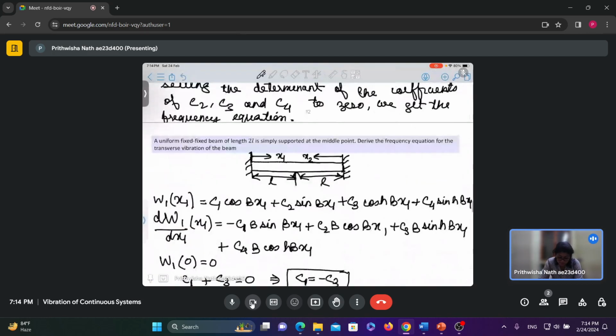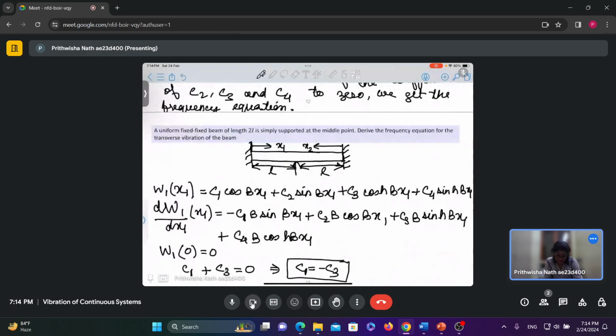In the next problem, we are given a fixed beam of length 2L which is supported at the midpoint. Here also we are asked to find the frequency equation for the transverse vibration of this beam. Now here we use two coordinates x1 and x2, as can be seen from the figure.